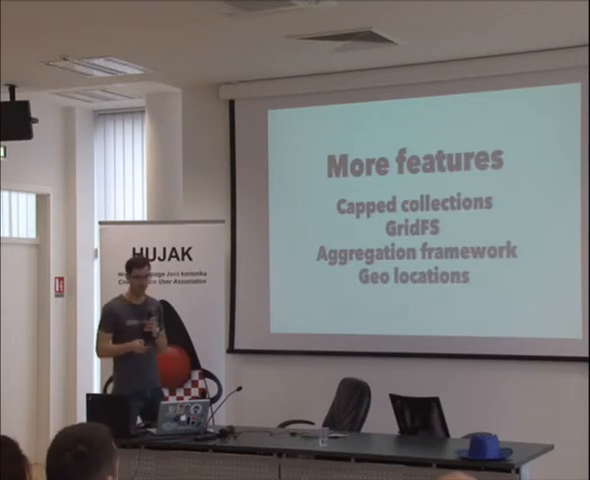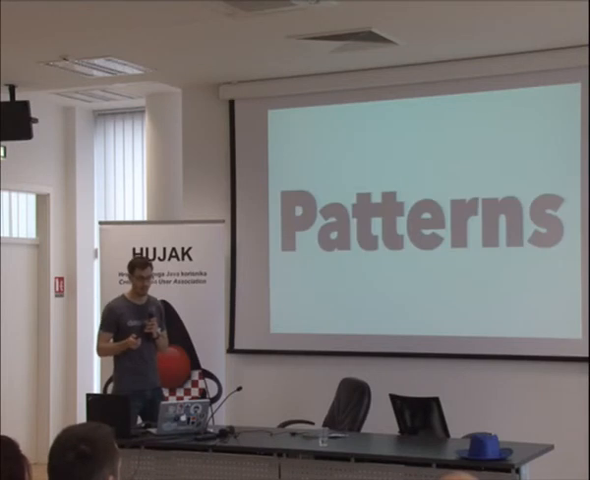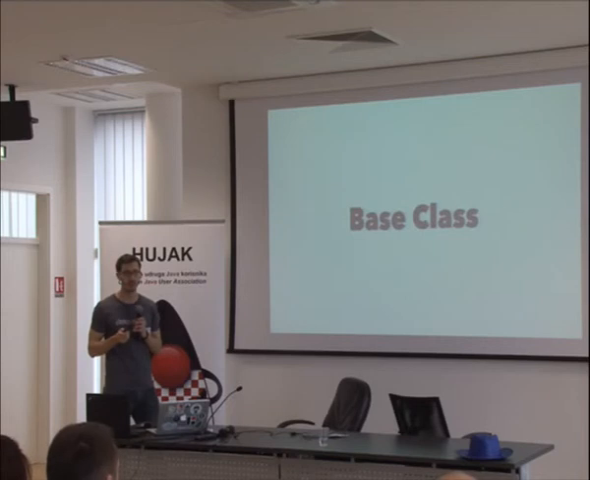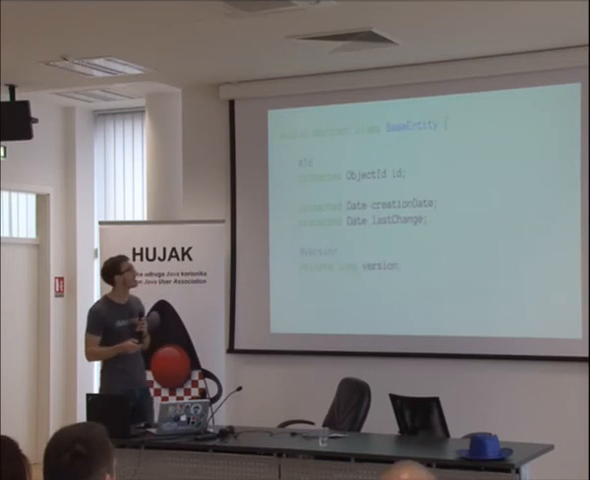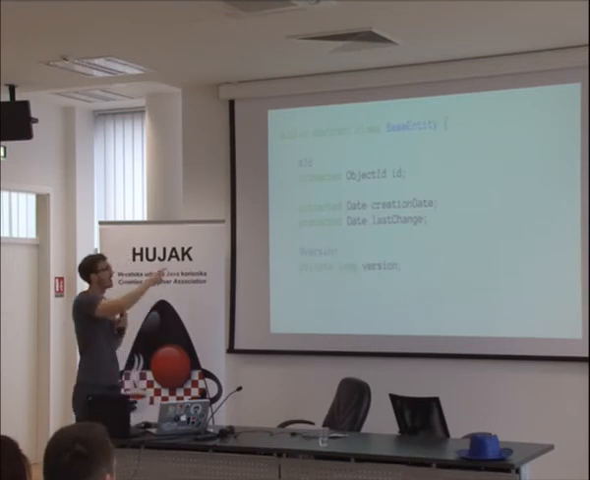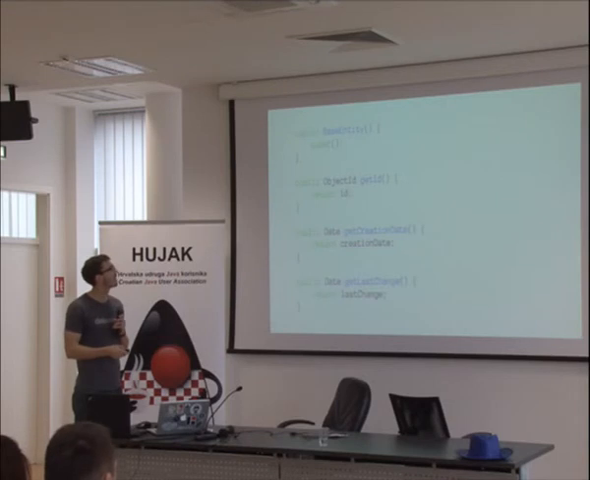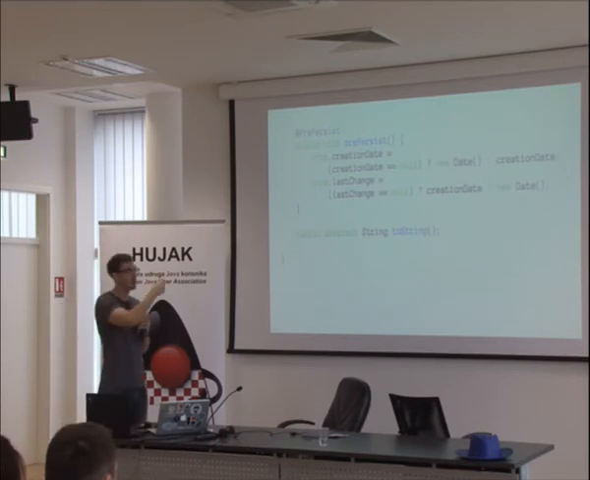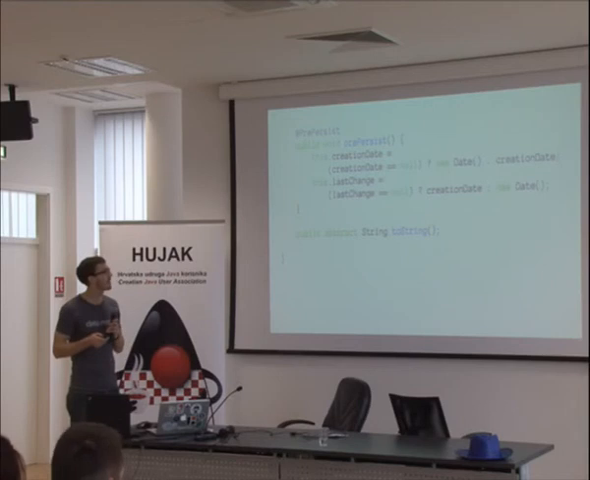We don't have time. I will shortly show you 3 patterns. So what we are always doing is we're providing a base class which is my abstract base class, with creation date, last change date, and the version, and every other class we're using just inherits from that. You have the no-arg constructor and a few getters. And we're always populating in a pre-persist hook, more or less, when it was created and when the entity was last changed. And that's basically it.